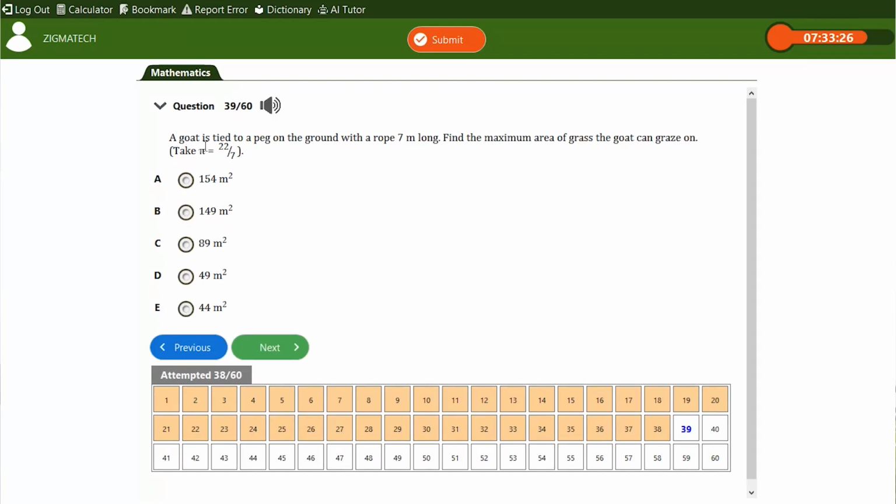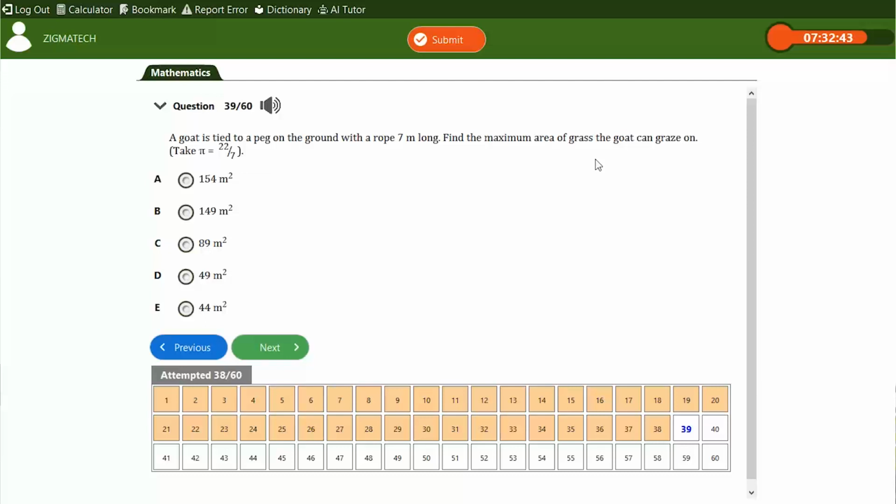They say a goat is tied to a peg on the ground with a rope of 7 meters long. Find the maximum area of grass the goat can graze on. So that is a question on the area of a circle. But I will draw something so that your understanding will be very clear. This kind of question, I think you should expect it in 2024, this year or in your next exam. Expect this kind of question. So let me draw what they are saying.